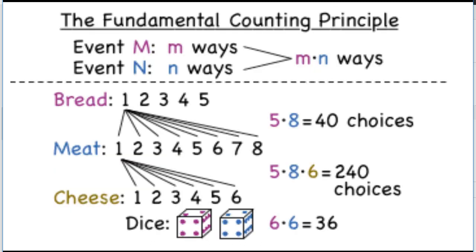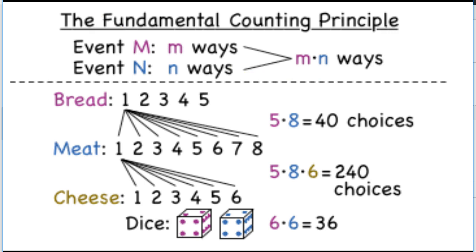The fundamental counting principle basically says that if I've got an event that happens m different ways, and then another event that happens n different ways, then if I want to know the number of ways that both of those things can happen together, it would be the product of those two numbers.